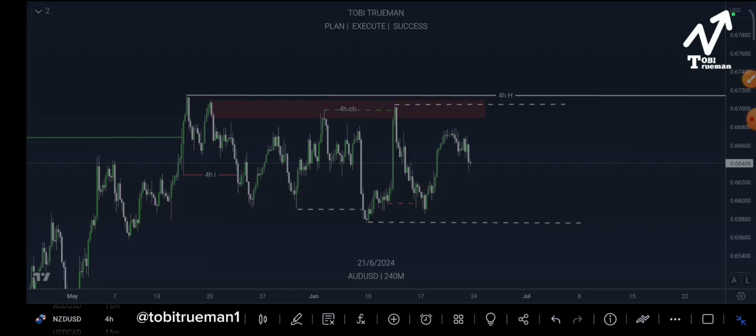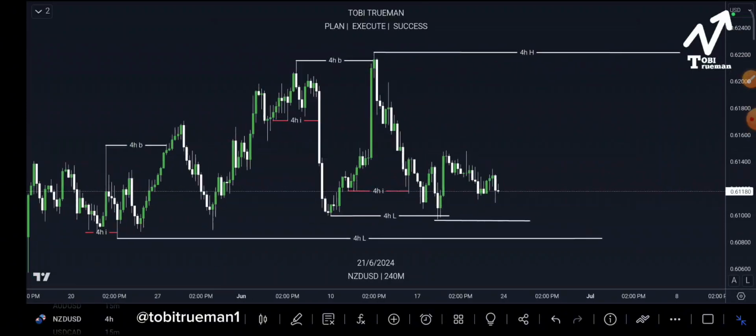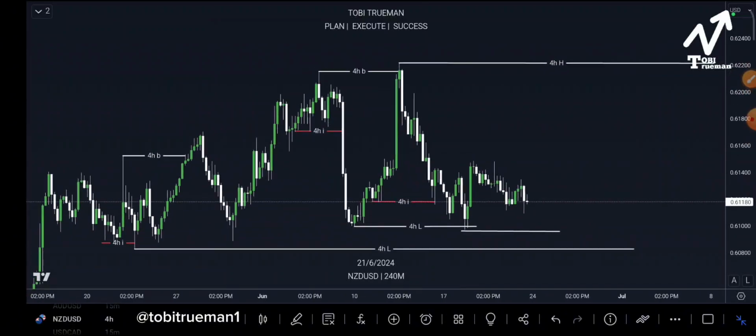Okay, that is how I mark out my chart every day, just in the morning on the 4-hour time frame. And then if I don't see anything, I wait for the next day before I trade. I hope this is helpful to you. So let's go to the next one.